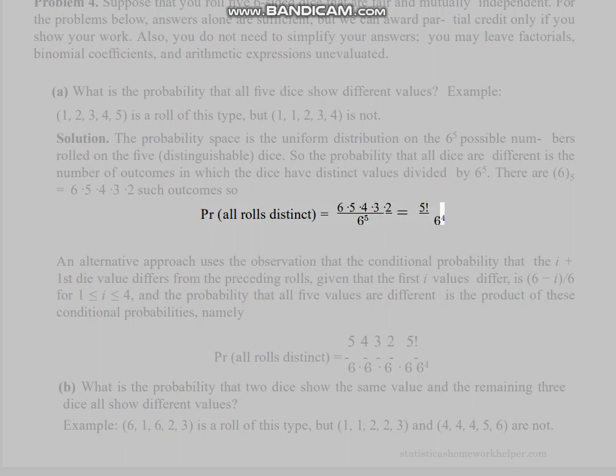An alternative approach uses the observation that the conditional probability that the (i+1)st die value differs from the preceding rolls, given that the first i values differ, is (6 minus i)/6, for 1 less than or equal to i less than or equal to 4. The probability that all 5 values are different is the product of these conditional probabilities, namely Pr[all rolls distinct] equals 5 times 4 times 3 times 2 over 6^4.